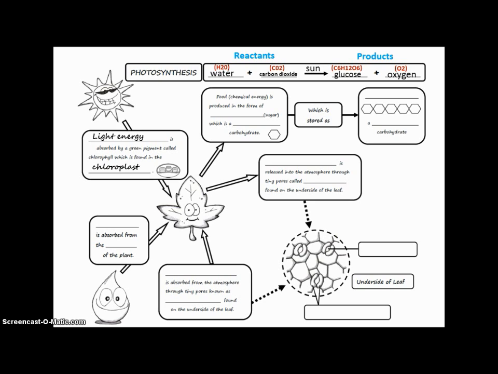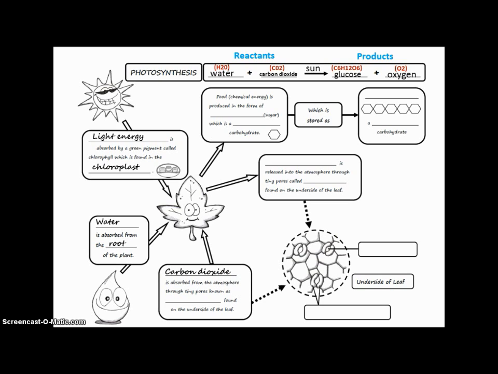But that's not all they need. They don't just need light energy. They have other parts of the plant which are going to help. We need water. You see our little water droplet down there. It's absorbed from the roots of the plant, and those are underground, so they're going to absorb the water. We got our light energy from the sun, but that's not all plants need. They need carbon dioxide, so that's absorbed through the atmosphere.